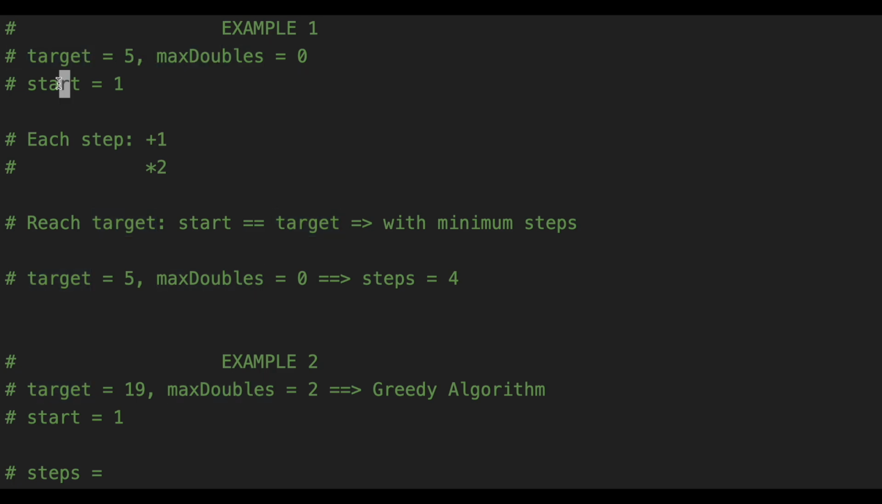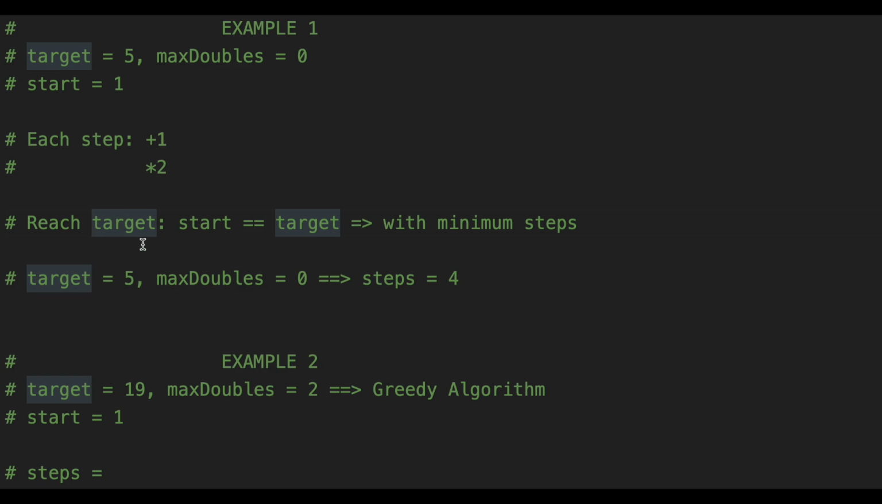Today we have a problem where we are given two inputs, target and max doubles. Also we have a start which is equal to 1. Starting from 1, at each step we are either adding 1 to our start or doubling it. The goal is to reach the target. If our start is equal to target, we have reached the goal, and we need to do that with the minimum steps.